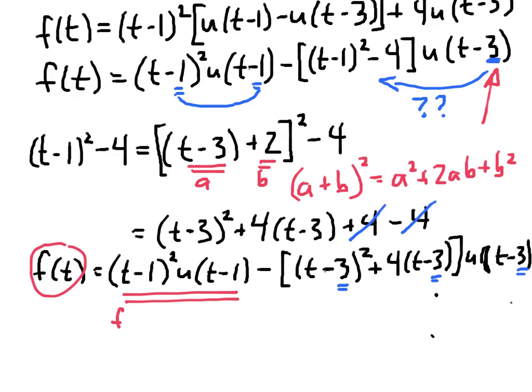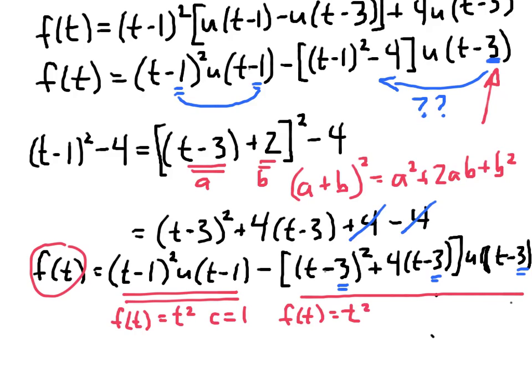And what we have is a little f of t equaling t squared. And then we have a translation of that. So here the t minus 1 squared is little f of t minus 1. And we have a c value of 1. If we look at this other part, our little f of t in this case is t squared plus 4t. And then we're doing a translation of that by 3. So our c value in this case is 3.